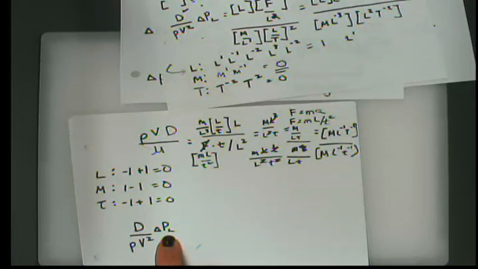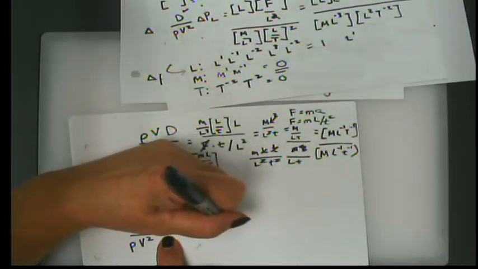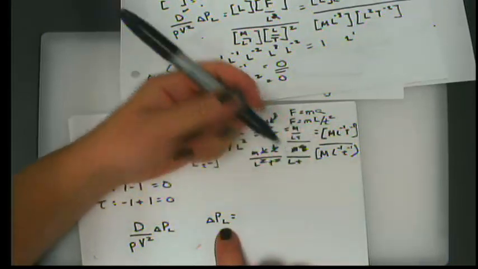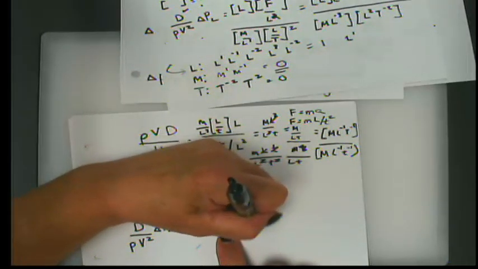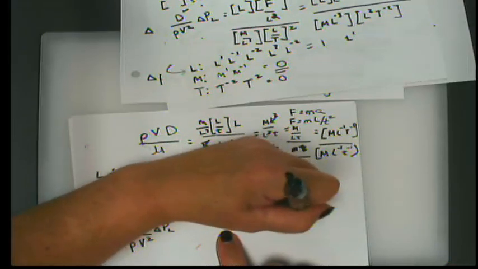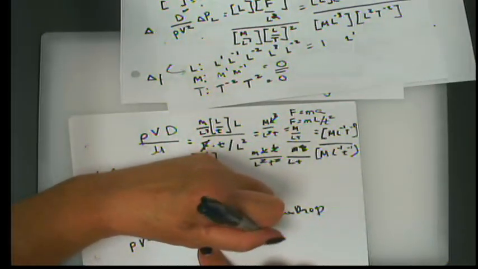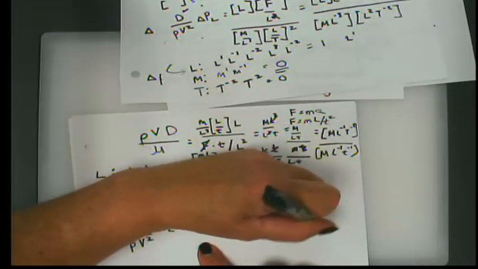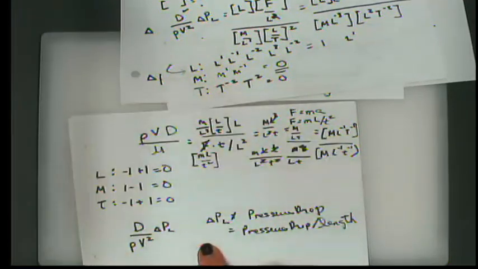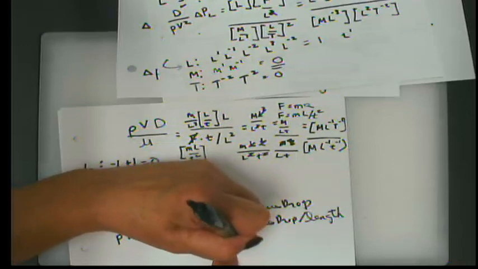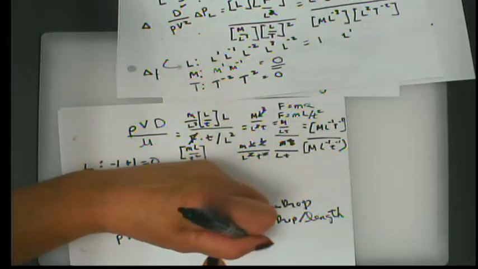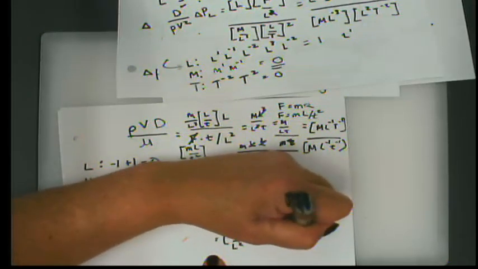Okay, the issue with this is delta P sub L is not, I was just looking in your textbook, equal to a pressure drop, but it's equal to a pressure drop per length. All right, so what that means is the dimensions are going to be pressure, which is force per length squared per length. So it's going to be force over length to the third. So that's going to clear up the issue that we had up here.